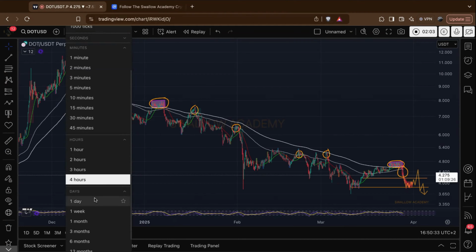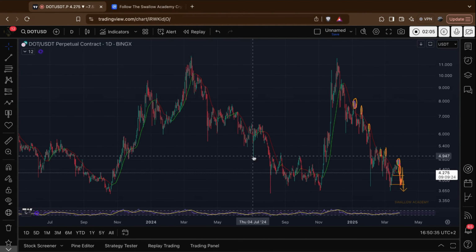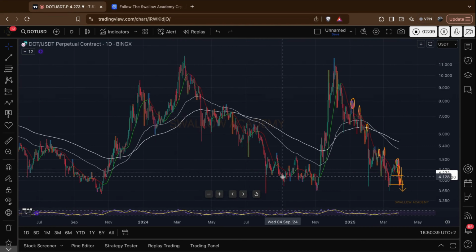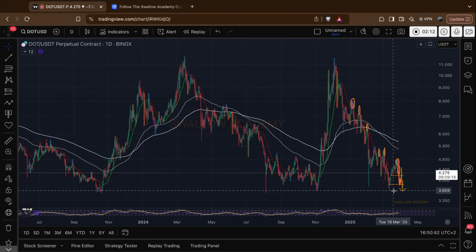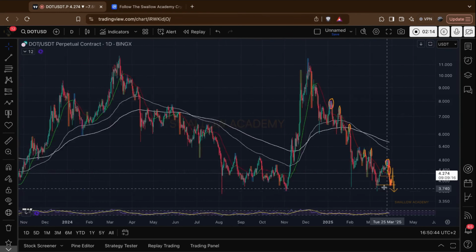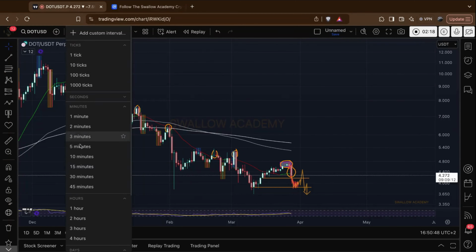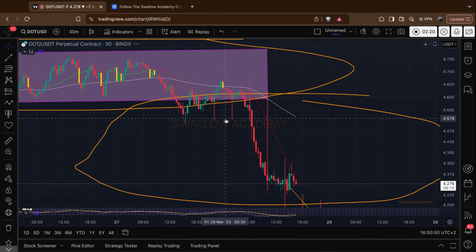Now, if we go on the bigger time frame, we see that the price is actually pretty close to the local supportive zone. So we are expecting to see the price bounce again from this zone. But meanwhile, we still got some room to fall further down. So there's nothing much more to talk about actually.